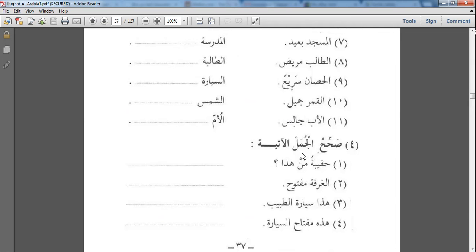صحح الجمل الآتية. That means correct the following sentences. حقيبة من هذا. So حقيبة is feminine, so you cannot say هذا, it has to be هذه. الغرفة مفتوح. غرفة is feminine, so it has to be مفتوحة. هذا سيارة الطبيب. سيارة is feminine, so you're supposed to say هذه. هذه مفتاح السيارة. This is the car key, so هذه cannot be correct because مفتاح is masculine.